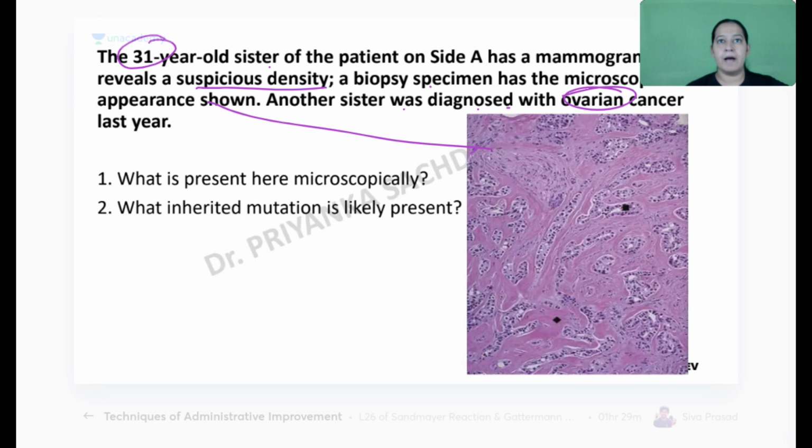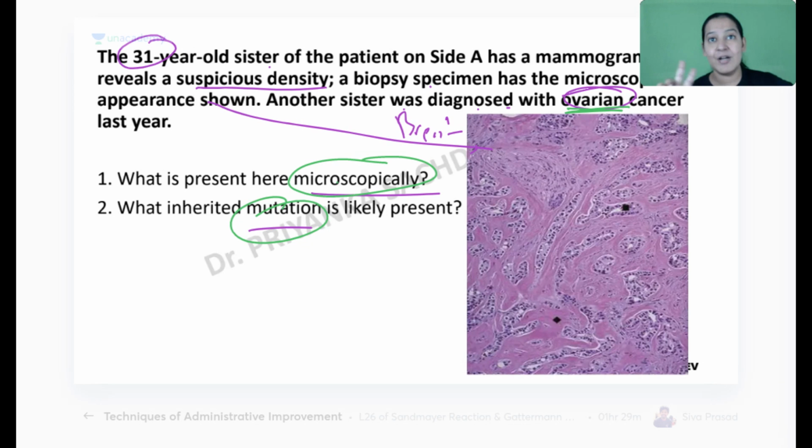So this is the histology image given to you from the breast. Look at the image and tell me the diagnosis, and tell me the mutation for this diagnosis. So two questions I am asking. First, tell me the diagnosis. Once you reach the diagnosis, telling the mutation is very easy. Now, there is a clue in the question. Another sister has ovarian cancer. So breast and ovarian cancers are related to some gene. It will help you reach the diagnosis.